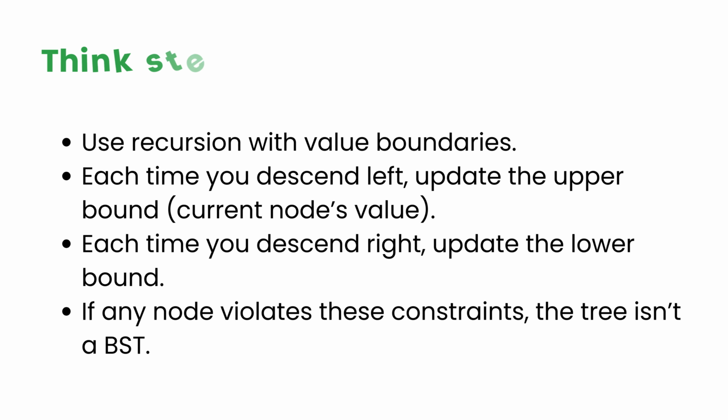Think step by step. Use recursion with value boundaries. Each time you descend left, update the upper bound, the current node's value. Each time you descend right, update the lower bound. If any node violates these constraints, the tree isn't a BST.